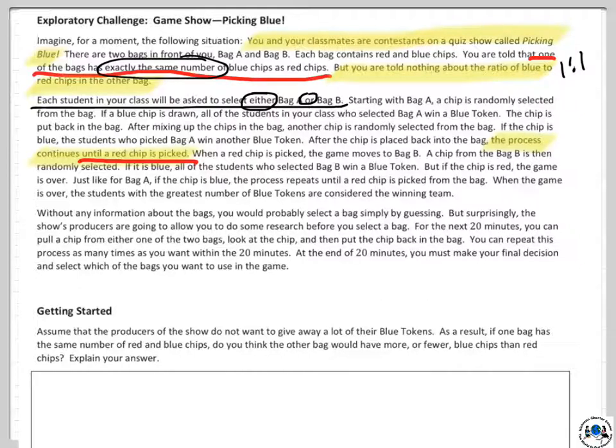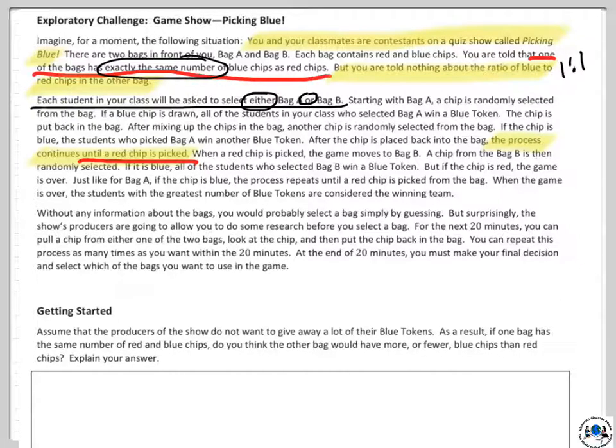Once a red tile is picked out of the bag, and I'm going to do that on this side of the screen here, I'm going to pick these tiles out of the bag. As soon as a red chip is picked, your game is over. So the people who picked bag A have accumulated all the points you will get, and then the game moves to bag B.